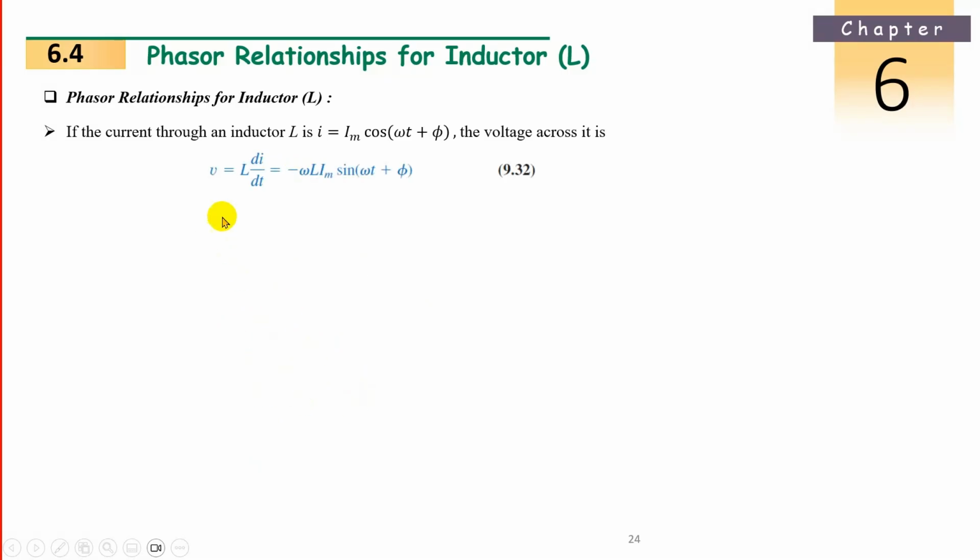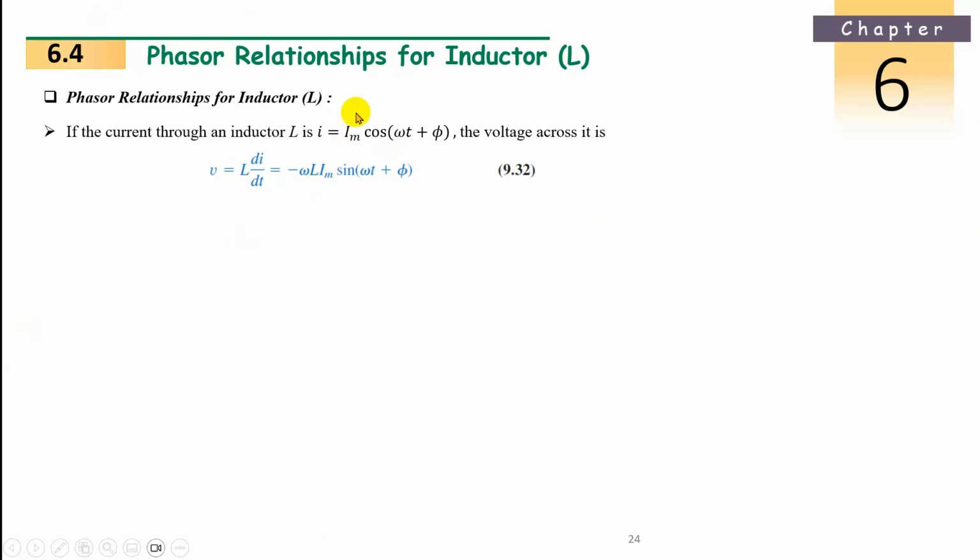Remember that one. V is equal to L di by dt, so differentiate this Im cos(omega t plus phi). When you differentiate cos(omega t), it becomes minus sine. Omega will come out, so minus omega L Im. The L is already there, Im is already there, so L Im multiplied by omega, which is coming out from the cos term. Now cos will become sine(omega t plus phi) as it is. Now this is your differentiation.